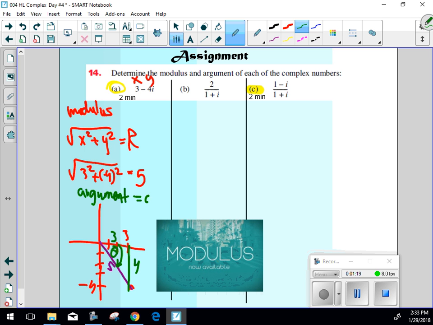That's going to be the arctangent of y over x. And that arctangent of y over x is going to be 4 over 3, arctan, or inverse tan, of 4 over 3. And could you get me in your calculator what that is in degrees to the nearest tenth?